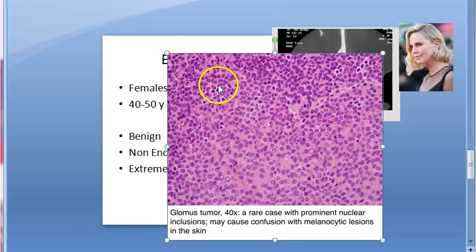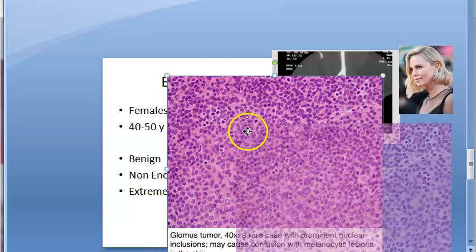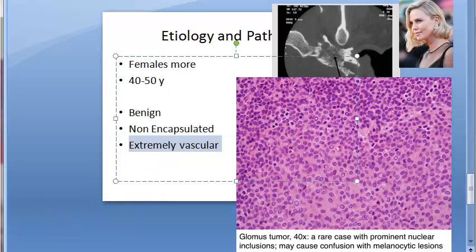Okay. In this photo, do you actually see any vascularity? Let's try to see some vascularity. Not sure. So anyways, that was the explanation of the microscopy. What you remember is extremely vascular. This much you remember, okay?